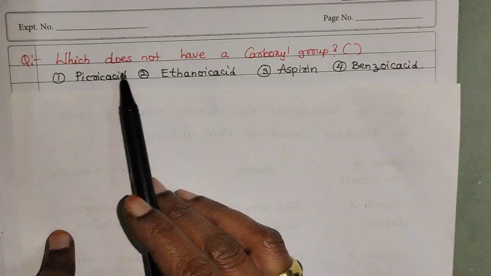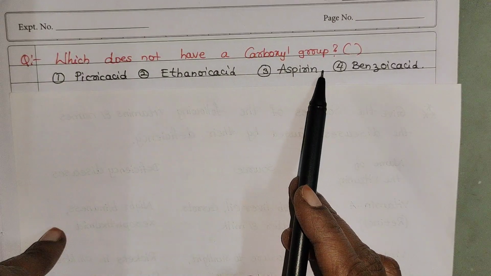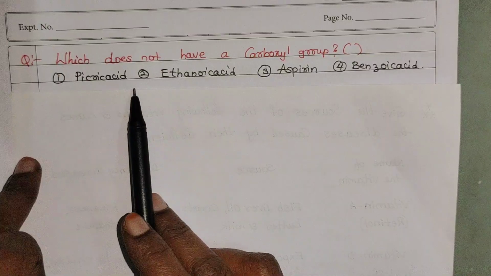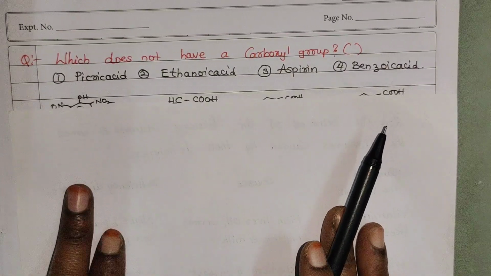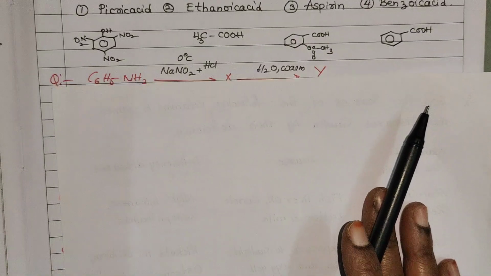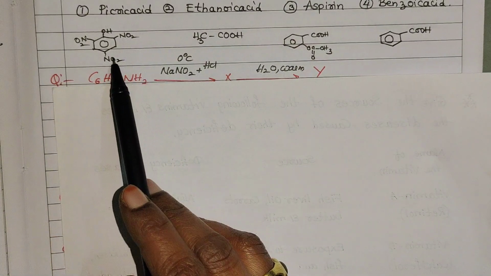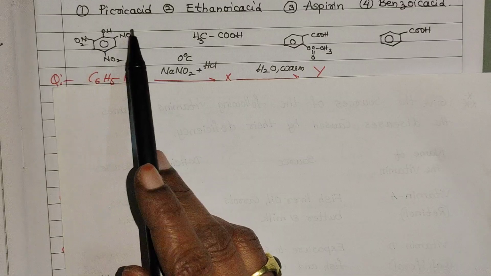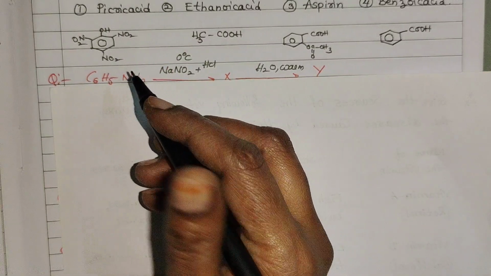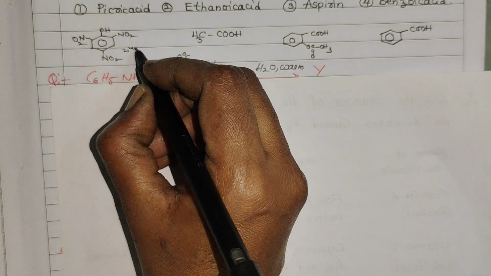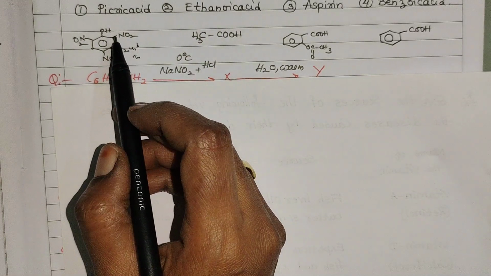Listen to this: which does not have a carboxyl group? Here picric acid, ethanoic acid, aspirin and benzoic acid are given. First we have to write the structures for these. Picric acid means on the benzene ring, on the second, fourth and sixth positions, nitro groups are there. So this is also called trinitrophenol, 2,4,6-trinitrophenol. Is there any carboxyl group?